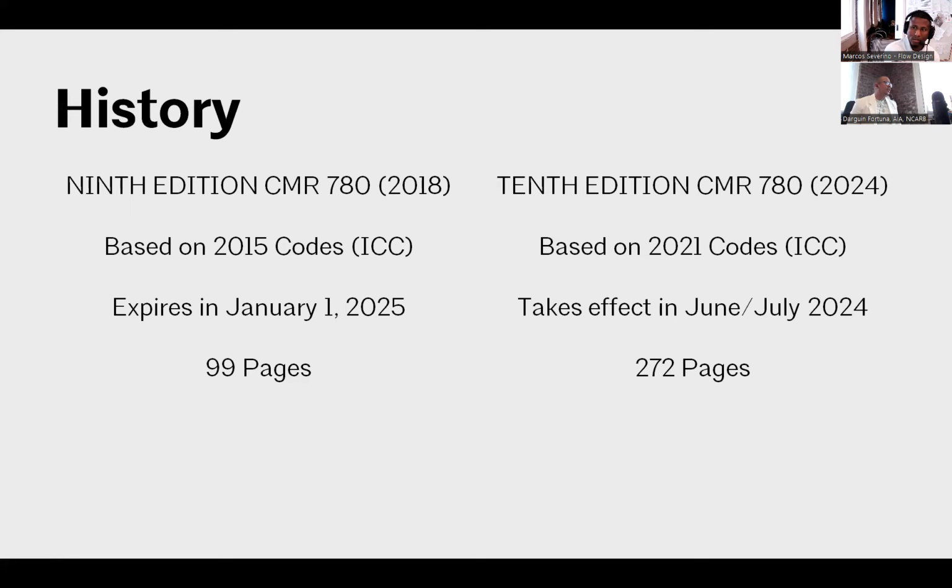So a little bit of history. The 9th edition was adopted in 2018, and it was based on the 2015 building code. You can probably begin to see a pattern. They adopt the code from about 3 years prior, and new editions get adopted every 6 to 7 years or so, so 2018, 2024. That's how they established it.